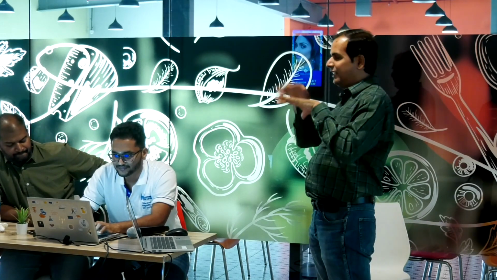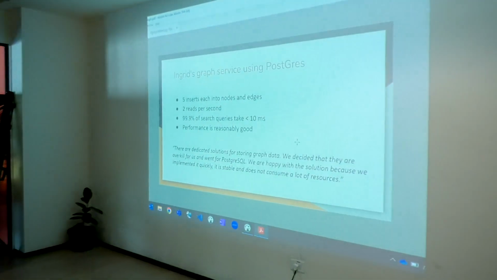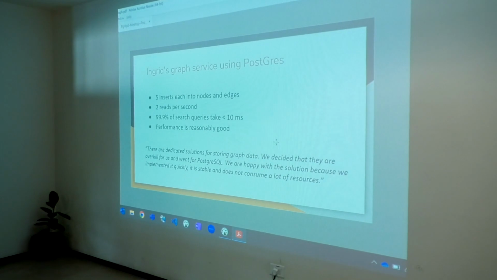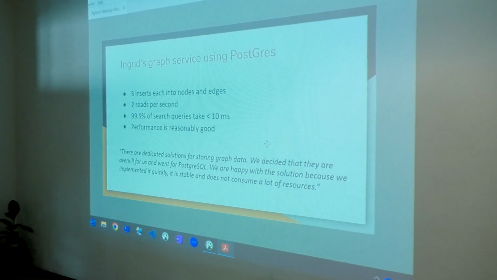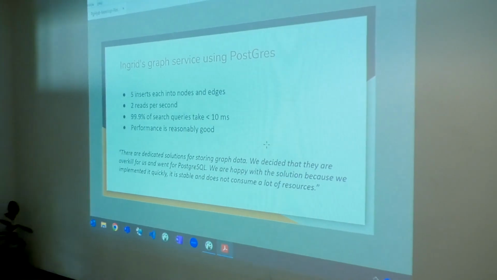I did some research. There's a delivery company called Ingrid. They do shipping, right? So they have a lot of customers and shippers. So they are using Postgres to model their graph data, and they are happy with it. They are saying they have 5 inserts per second to nodes and edges, and 2 reads per second. They're saying 99% of the search queries come in less than 10 milliseconds.